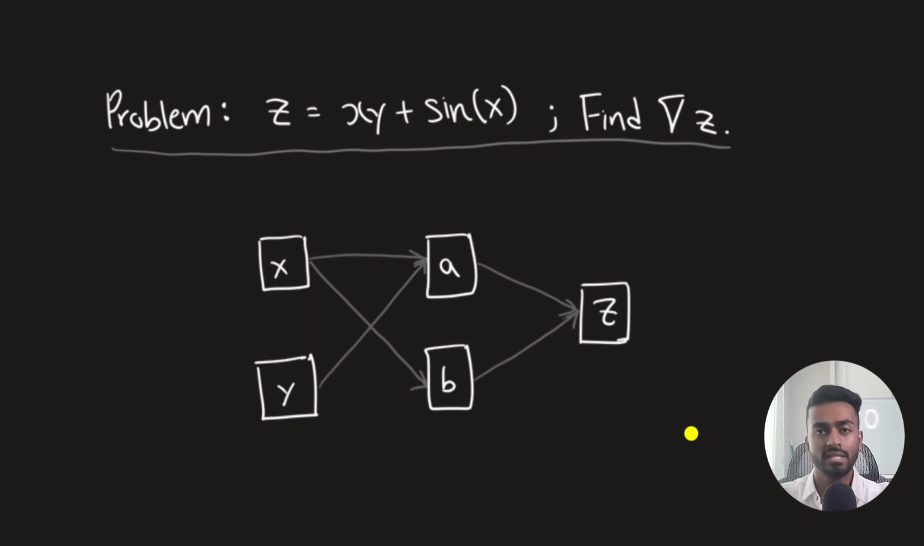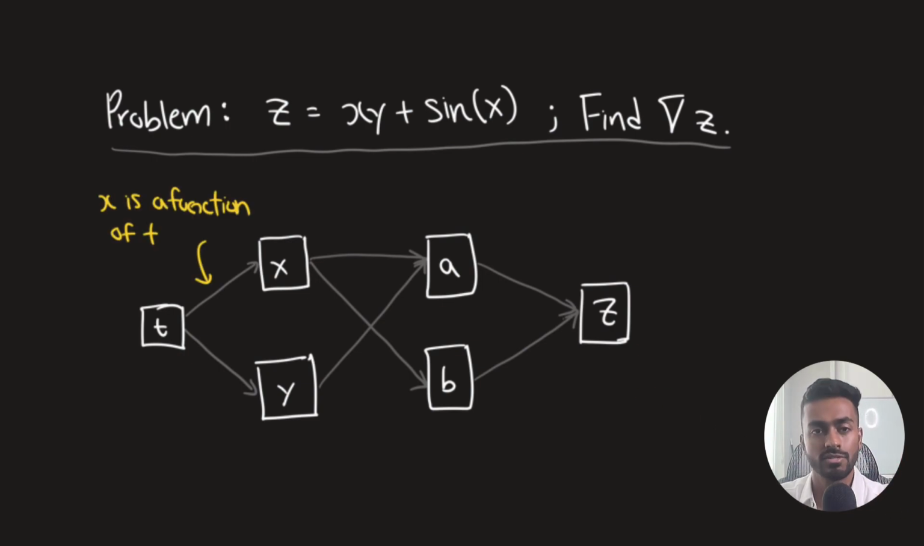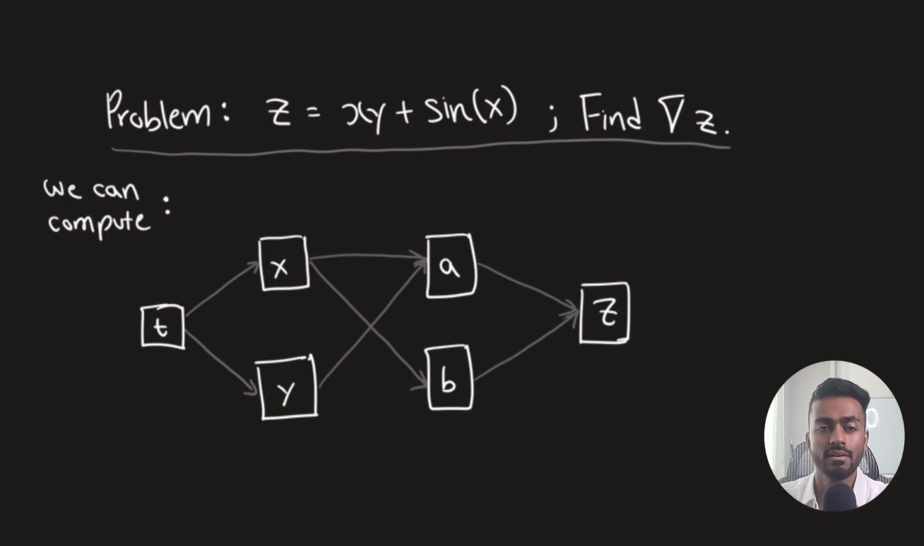So let's just take the forward pass of automatic differentiation just to show its inefficiencies. First, to do this, let's add a variable t here, an independent variable. It can take the value of x or y, which we will see later. Right now, x is simply going to be a direct function of t, and so is y. So what we can compute at this point is, first, the derivative of x with respect to t, as well as the derivative of y with respect to t.